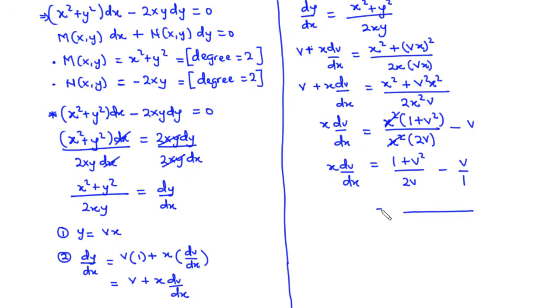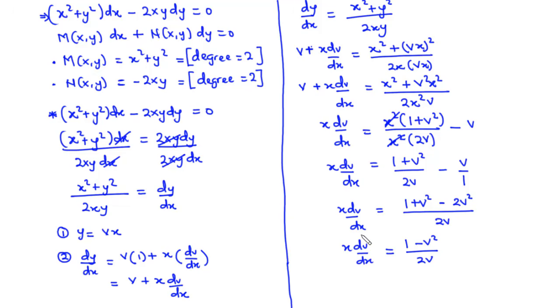So let's try to find the LCM. So LCM between 2v and then 1 is 2v. Now 2v divided by 2v is 1. 1 times 1 plus v squared is 1 plus v squared, minus 2v divided by 1 is still 2v, 2v times v is 2v squared, equals x dv/dx. So we have x dv/dx equals 1, and then here v squared minus 2v squared is negative v squared. So we have (1 minus v squared) divided by 2v. Now we have x dv/dx here, and then we have (1 minus v squared) over 2v.